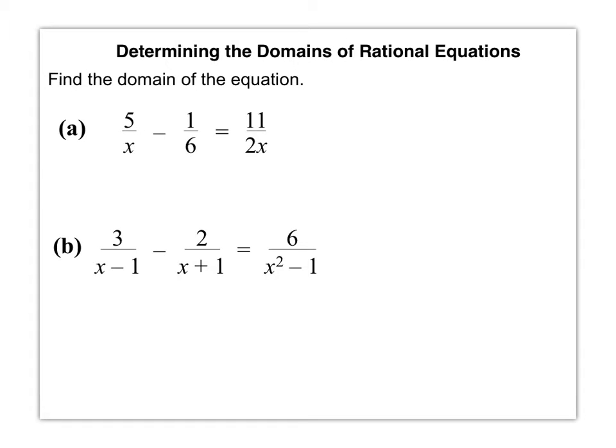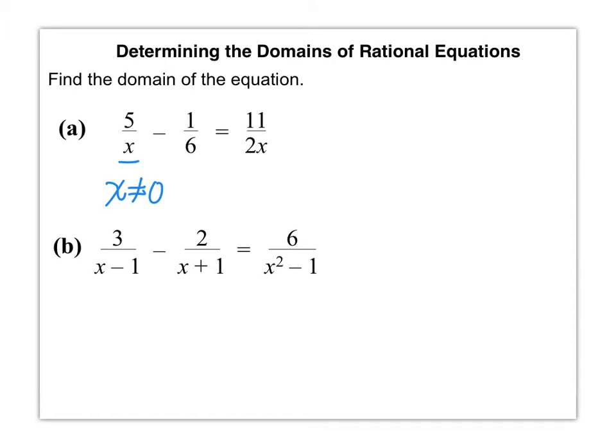Typically, the domain for rational equations is all real numbers, except for whatever values of x would make the denominator equal to 0. Since the first fraction appears as 5 divided by x, we can say right away that x cannot equal 0. If we were to solve this equation and get 0 as a solution, that would be an extraneous solution because 0 is not part of the domain of this equation.